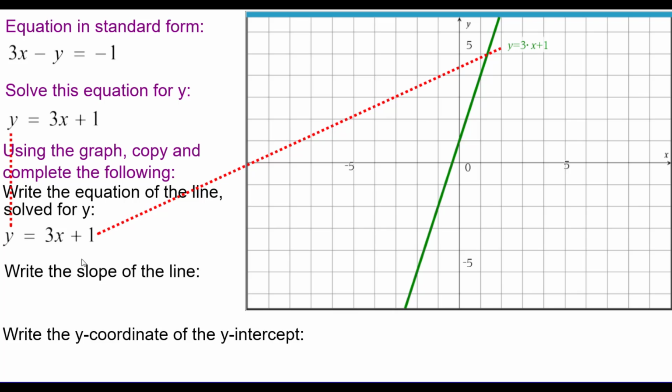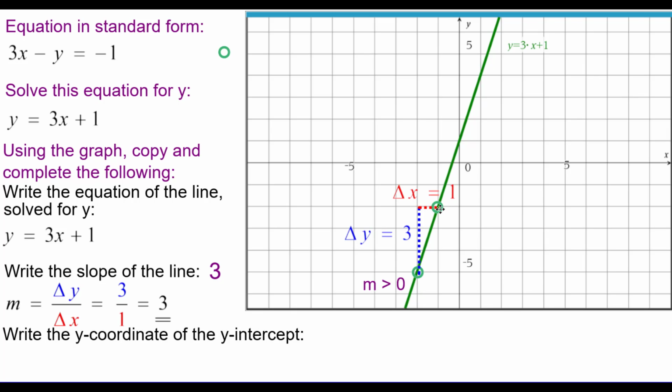So this is the equation solved for y: y equals 3x plus 1. To find the slope, I picked 2 points. Notice that the slope is a positive number. It is slanting uphill as we look at it from left to right. And it has a change of y of 3 and a change of x of 1. So it's going to be positive 3 over 1, or just 3. The line crosses the y-axis at (0, 1), and the y-coordinate is positive 1, so 1.